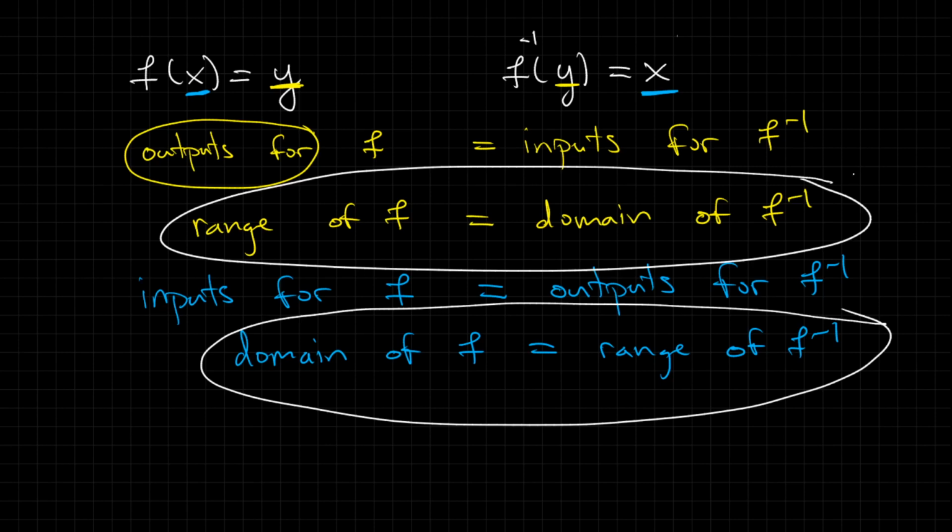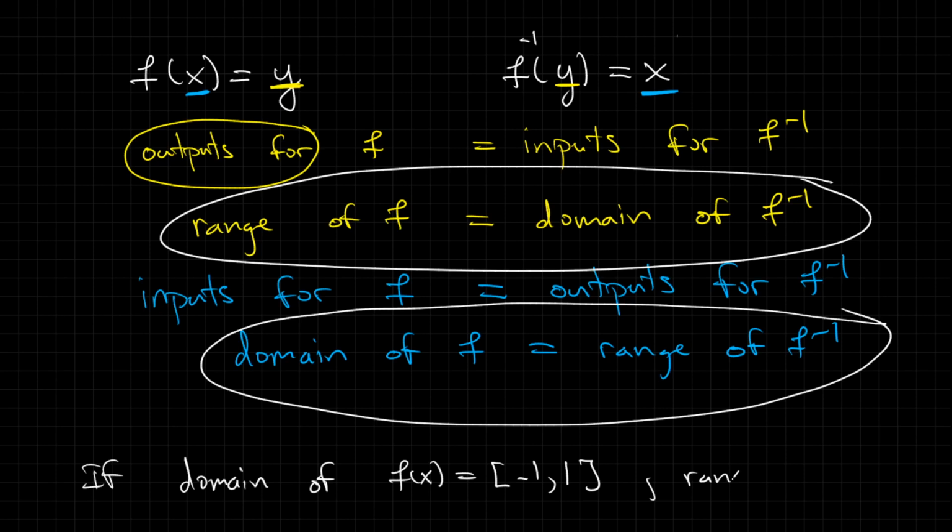So as a practical takeaway, if you know what the domain and range of a function is, then you know what the domain and range of its inverse is. You simply switch them. So if the domain of f of x equals [-1, 1], then the range of f inverse is also equal to [-1, 1]. You don't need to know anything more about the function. As soon as you know the domain of a function, you know the range of its inverse. And if you know the range of a function, then immediately you'll be able to know what the domain of the inverse is.